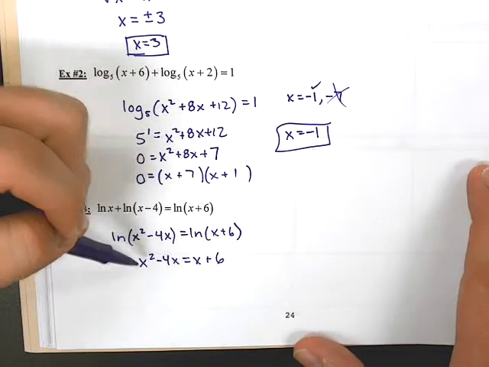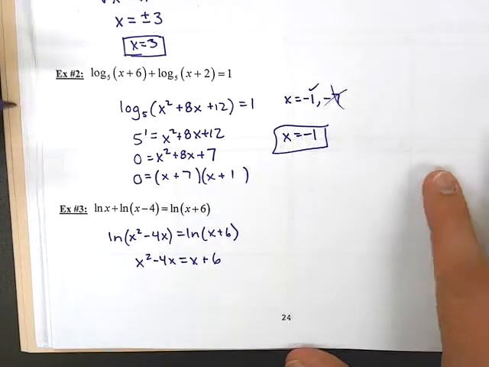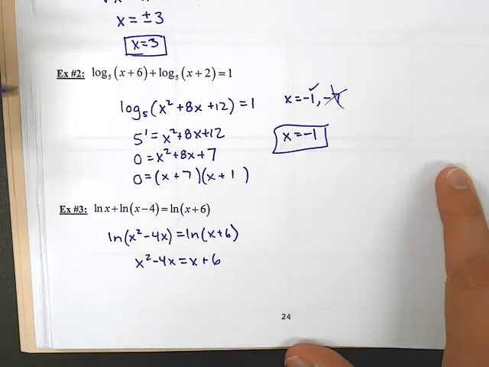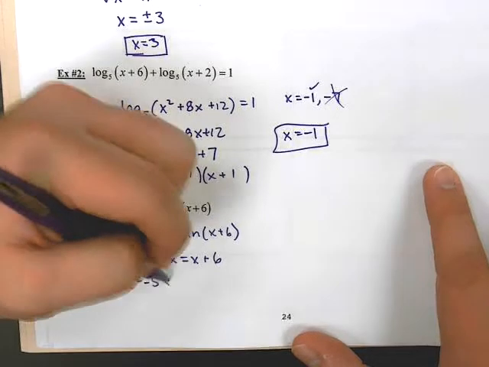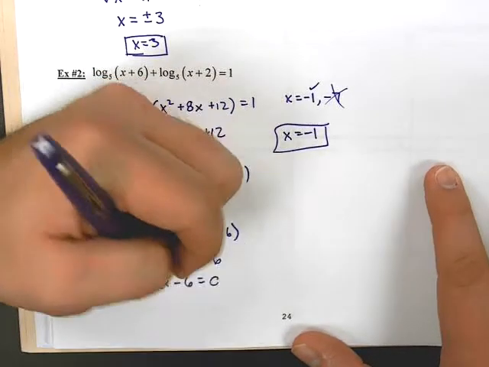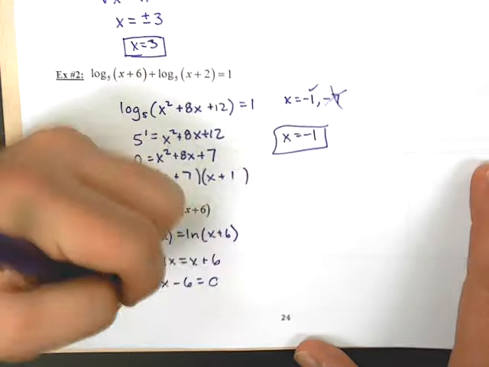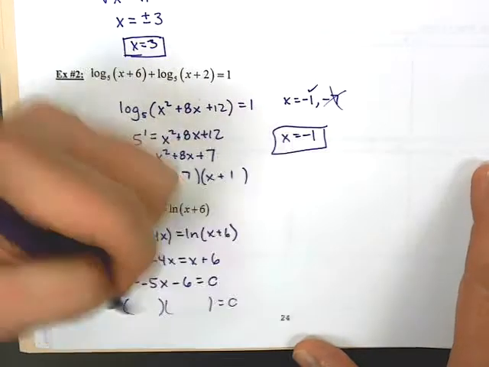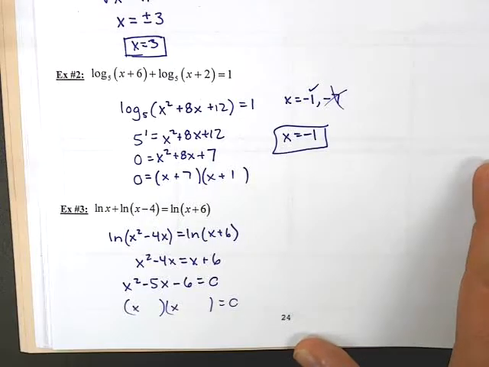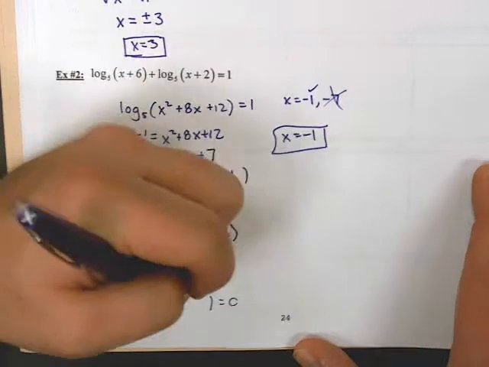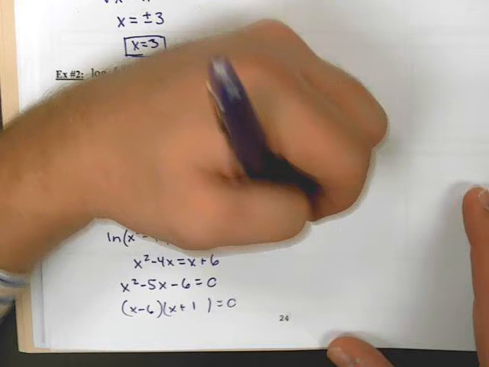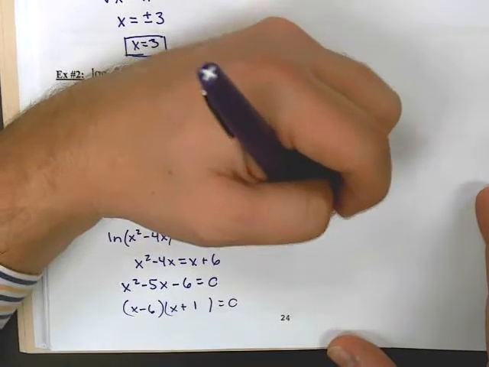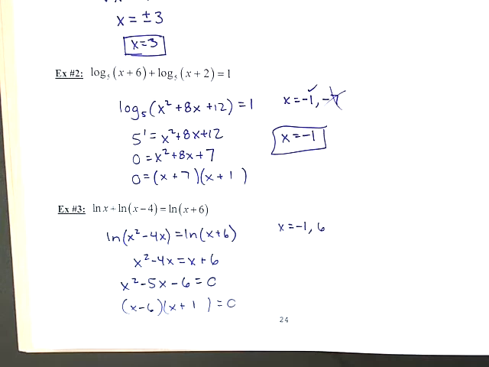When I move everything over to one side, because this is a quadratic, and I have to solve this quadratic by setting it equal to 0, I get x squared minus 5x minus 6 equals 0, which means when I factor, I should get x and x. Let's go back: 6 plus 1. Yes, that's how I get to -5. Perfect. So now I have -1 and positive 6 as my options.